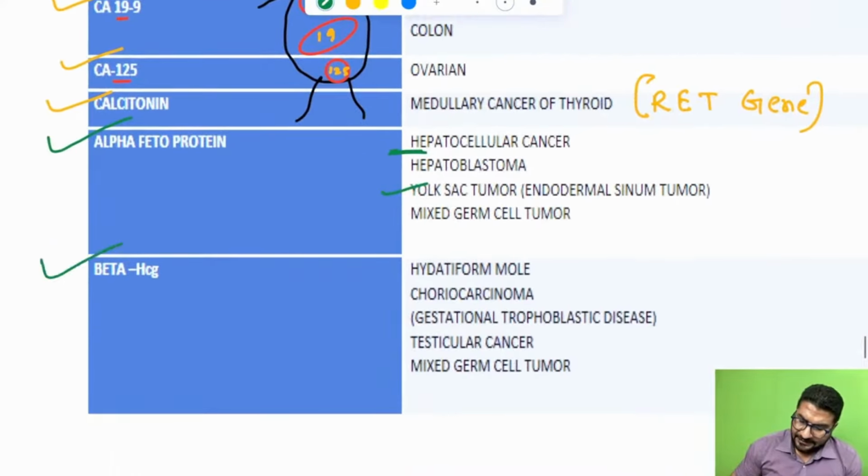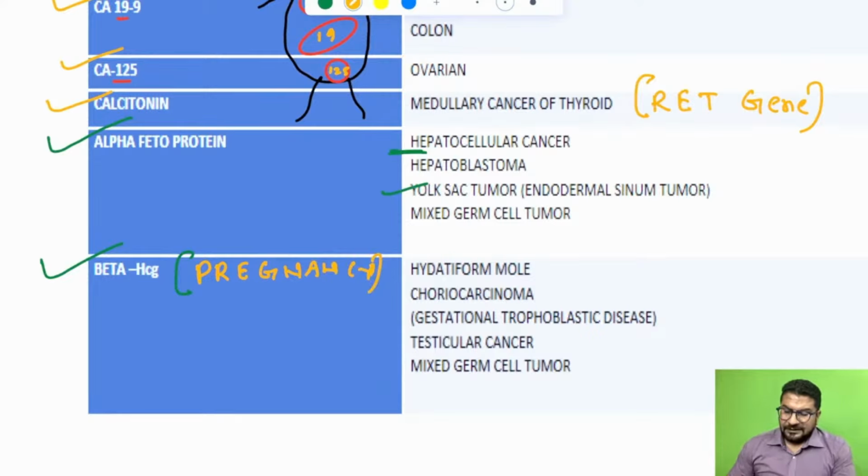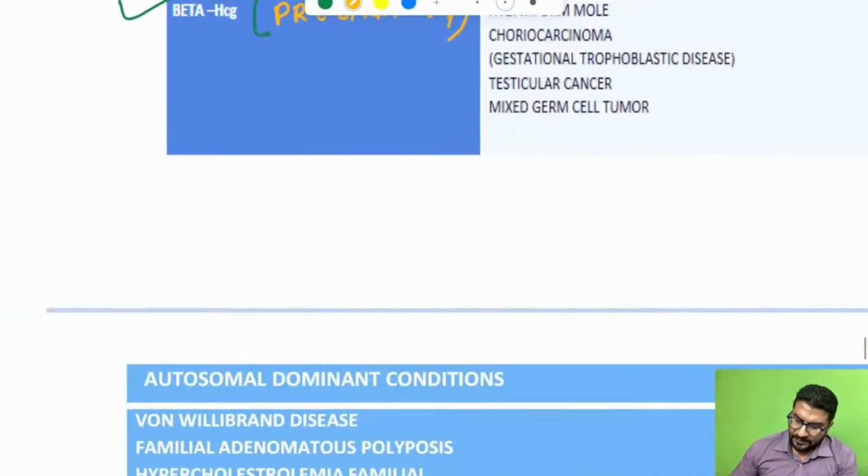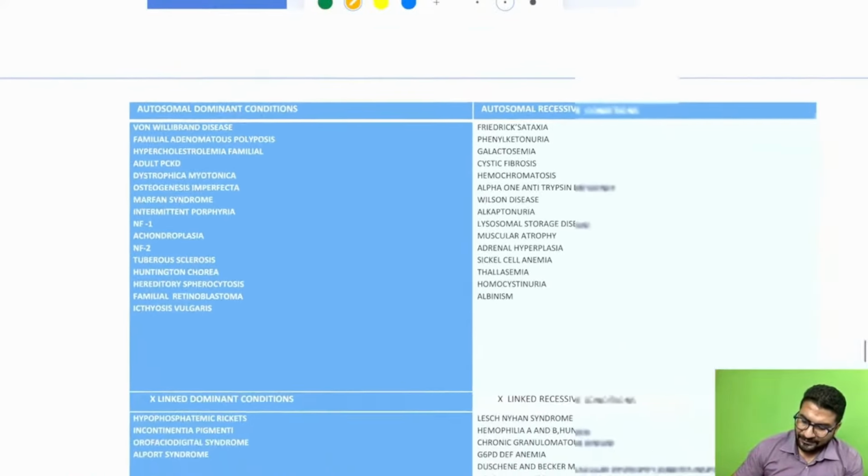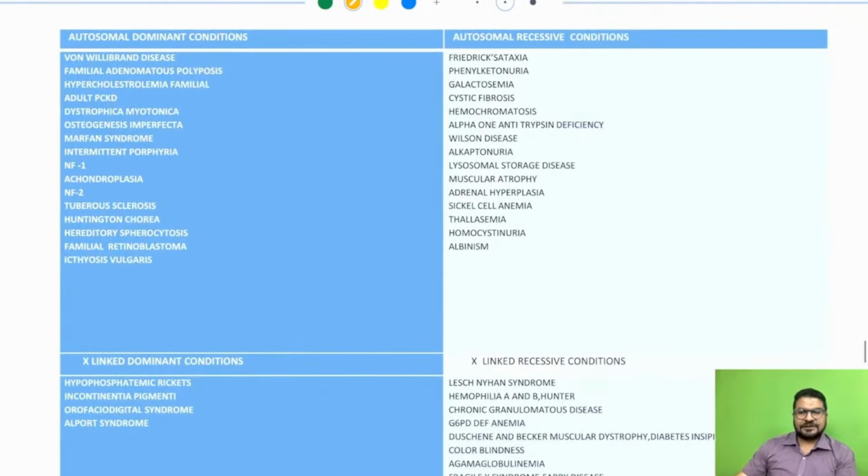Beta HCG, it is a normal marker for pregnancy also. So अगर आप pregnant नहीं हो और beta HCG बड़ा हुआ है, then you are in trouble. It means it's a marker for hydatidiform mole, इसको molar pregnancy बोलते हैं, like hydatidiform mole, complete mole, partial mole, we call this molar pregnancy. Testicular cancer, choriocarcinoma.